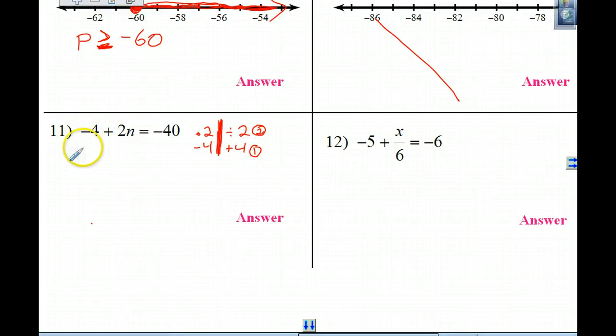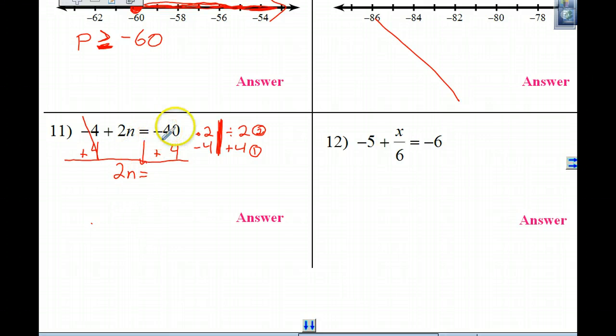Directly under the negative sign, you're going to put plus. Directly under the 4, you're going to put a 4. On the other side, directly under the negative sign, you're going to put a plus. Directly under the 0, you're going to put 4. You're going to line everything up. Negative 4 plus 4, 0. Bring down 2n. Directly underneath. That's it. Bring down the equal sign. Directly underneath the equal sign above it.